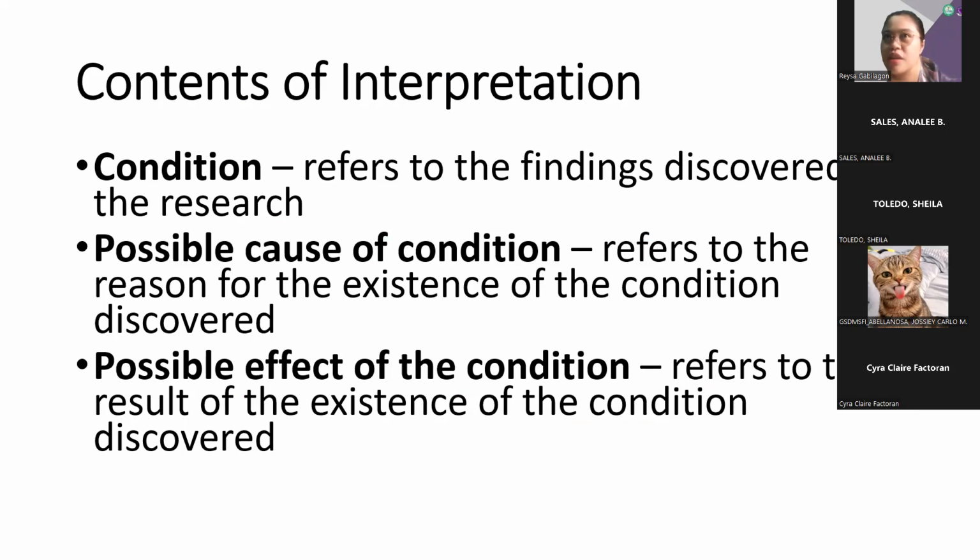Meaning, do not just give directly the interpretation, but go back to the results. You just have to, again, highlight the key findings. After highlighting the key findings, that is where you are going to give the possible cause of the condition, meaning you have to think of reasons or causes why this condition existed. Now, this possible reason, class, should be backed up with supporting evidence.